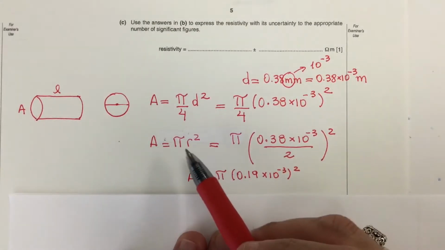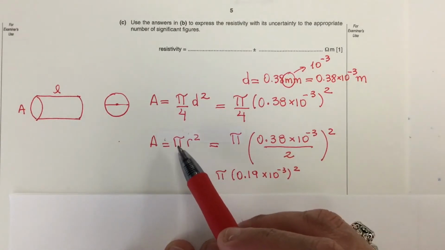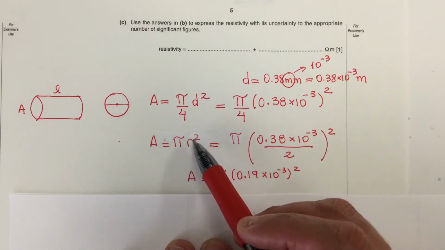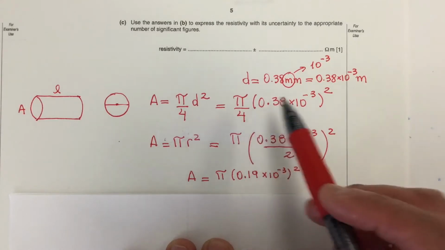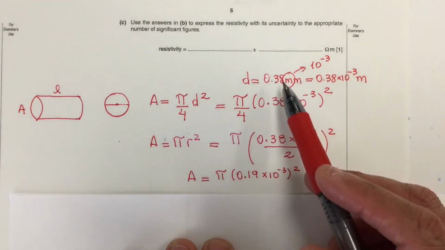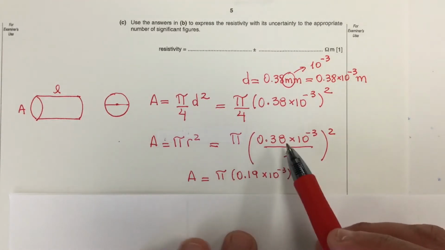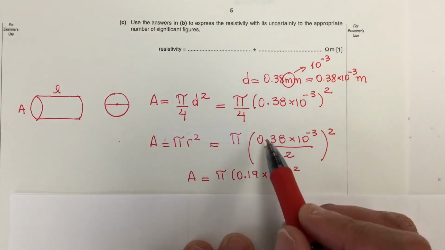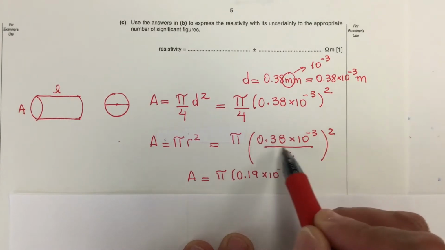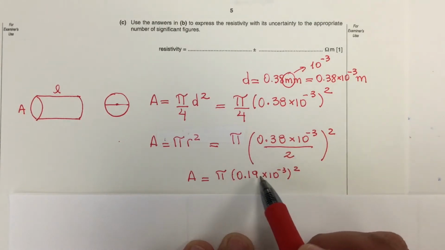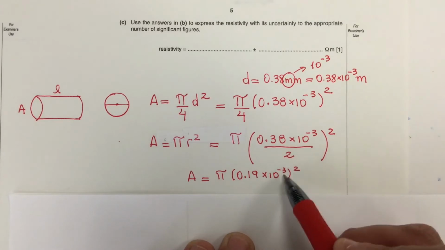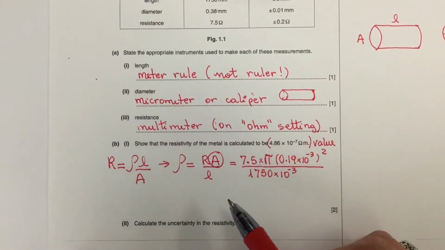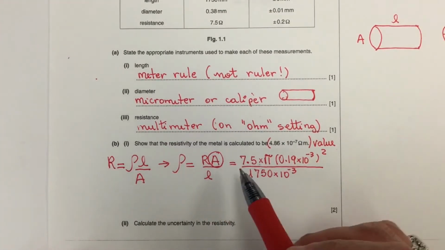Another way to do this is using the formula area is pi r squared. Now, because the diameter is this value, the radius will be the diameter divided by 2, and we can just divide 0.38 by 2 and have 0.19 times 10 to the minus 3, all this squared. Then the next step is to make our substitution.